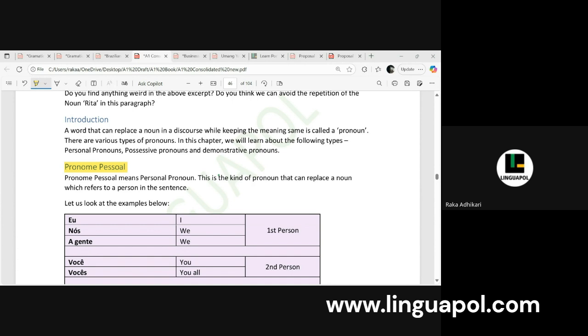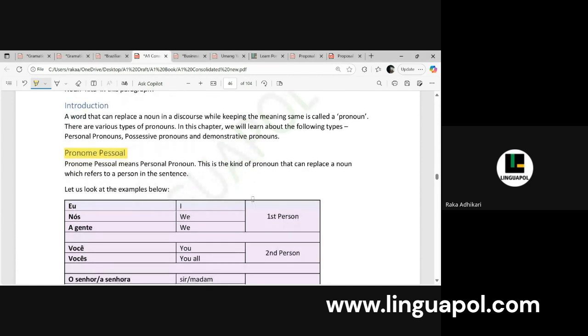जो pronoun person को replace करता हो, व्यक्ति को replace करता हो, उसे हम personal pronoun कहेंगे. So what are personal pronouns? Like in English, we know of the words I, you, he, she, they. These are all personal pronouns because these words are used to refer to a person. Então, primeiro tópico é pronome pessoal. First topic is personal pronouns.